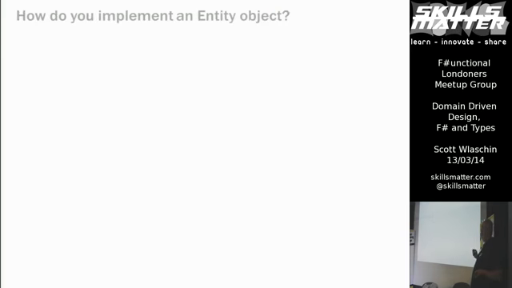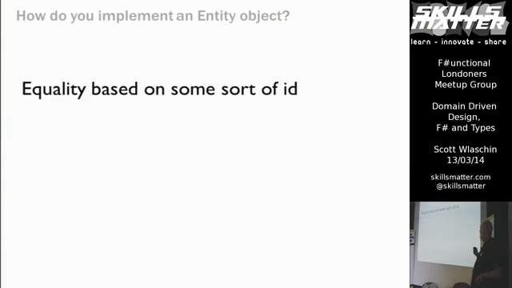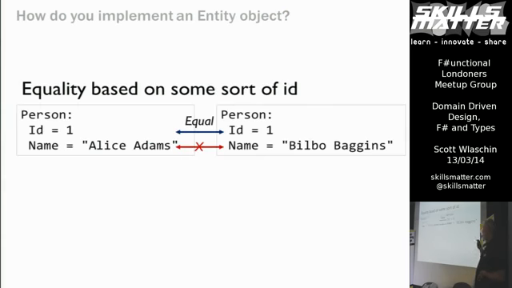Okay, what about entity objects that have identity? So there's some sort of ID. In this case, two people are the same if they have the same ID, but you can change the name, like this person had a sex change. They went from being Alice to Bilbo.